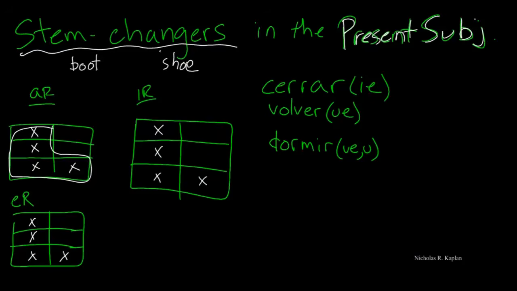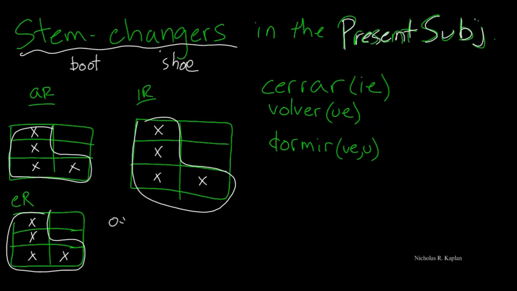Well, what kind of changes do we have? Let's draw the rest of our shoes over here. Right? It can change from an O to a UE, a U to a UE, E to IE, and E to I. Well, how do I know if it's a stem changer? You just have to memorize.